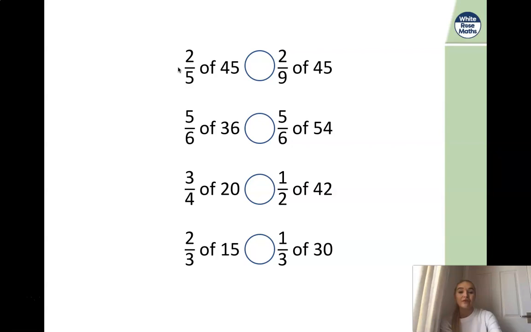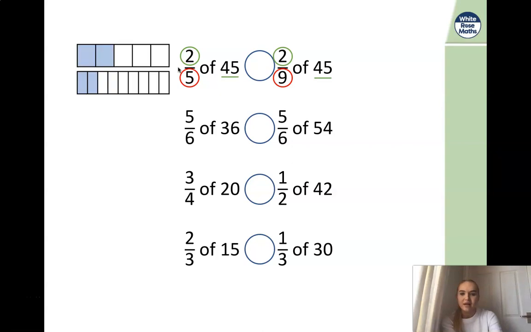Did you work out that for the first one, they have the same whole number? They also have the same numerator. So we can use a bar model to help us because they have different denominators. We can have a bar model showing 2/5 and a bar model showing 2/9. And we can see that 2/5 is actually greater than 2/9. And because the whole numbers are the same, this will apply for both of them.